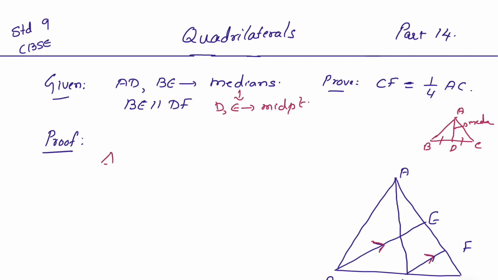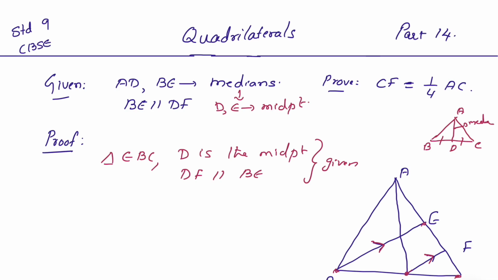Okay. Now we will start. Triangle EBC we will consider. See the diagram. In this triangle, D is the midpoint, which is given, and it is also given DF is parallel to BE. Both are given. So you have D as a midpoint and DF is parallel to BE. You can say F is the midpoint of EC by midpoint theorem. So F is the midpoint means EF equal to FC.